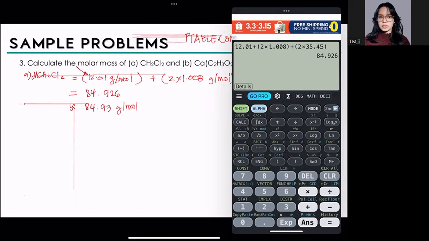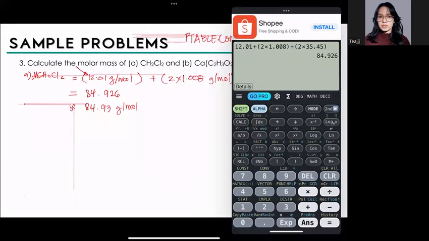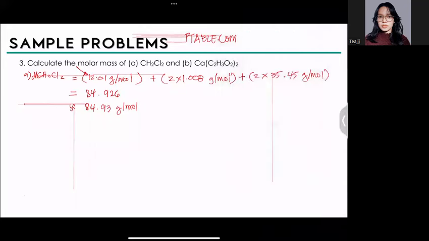Again, if you don't remember, from our chapter on atoms, molecules, and ions, atomic weights have the unit AMU. Molar masses of an element or the molar masses of compounds have the unit grams per mole. Same numerical value, just different units. Now let's proceed to letter B.